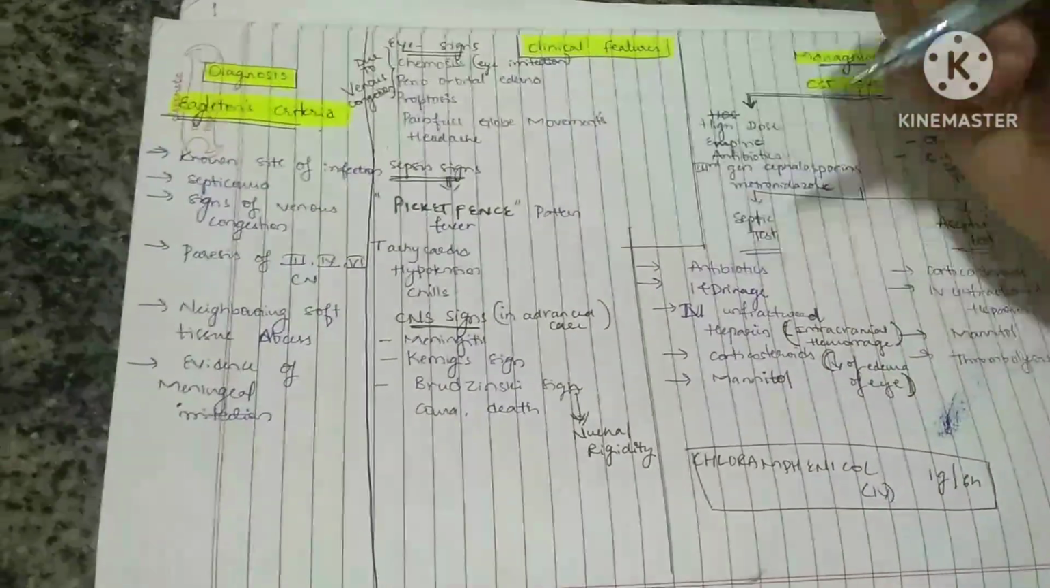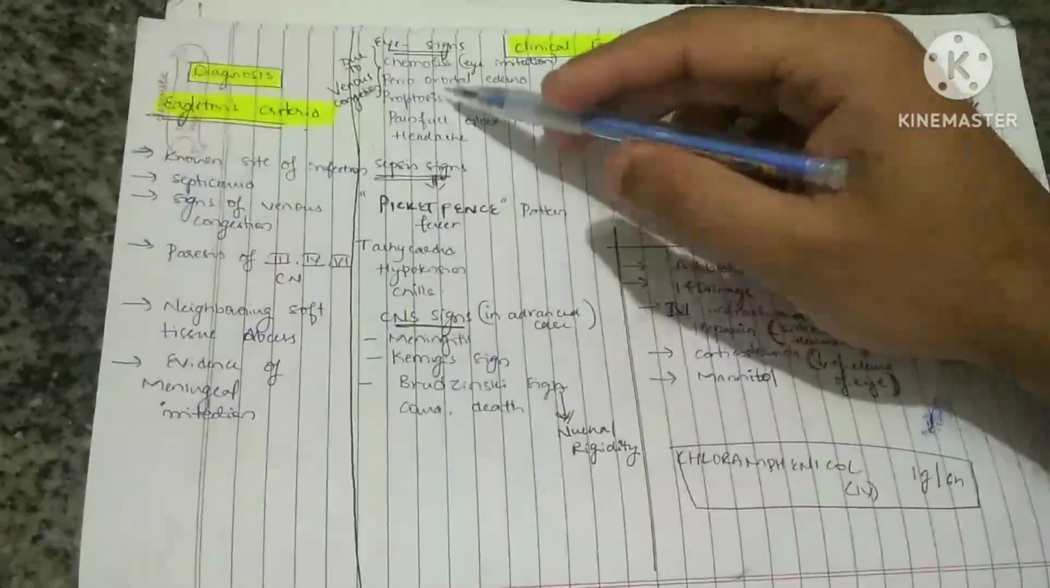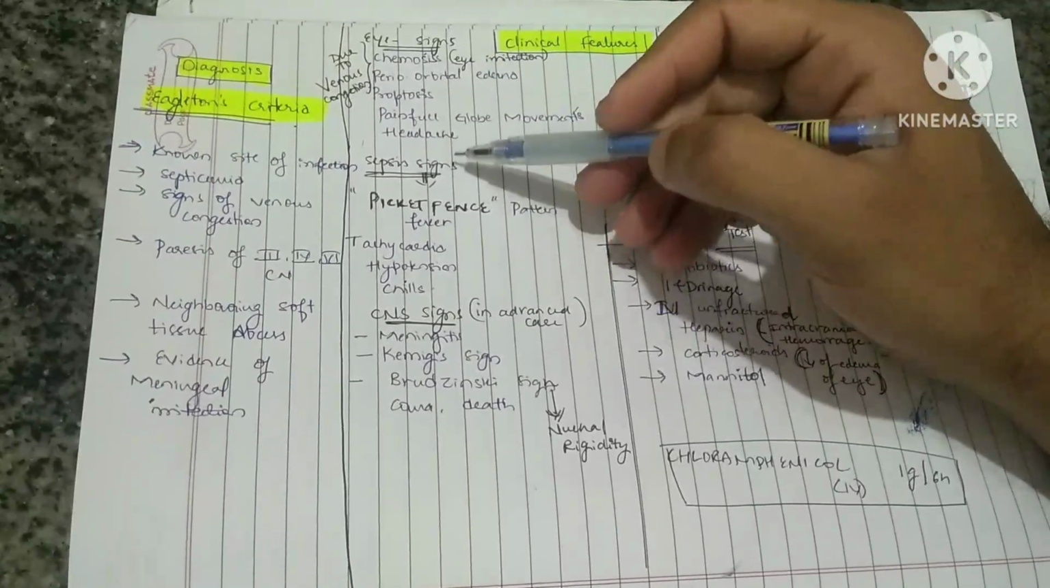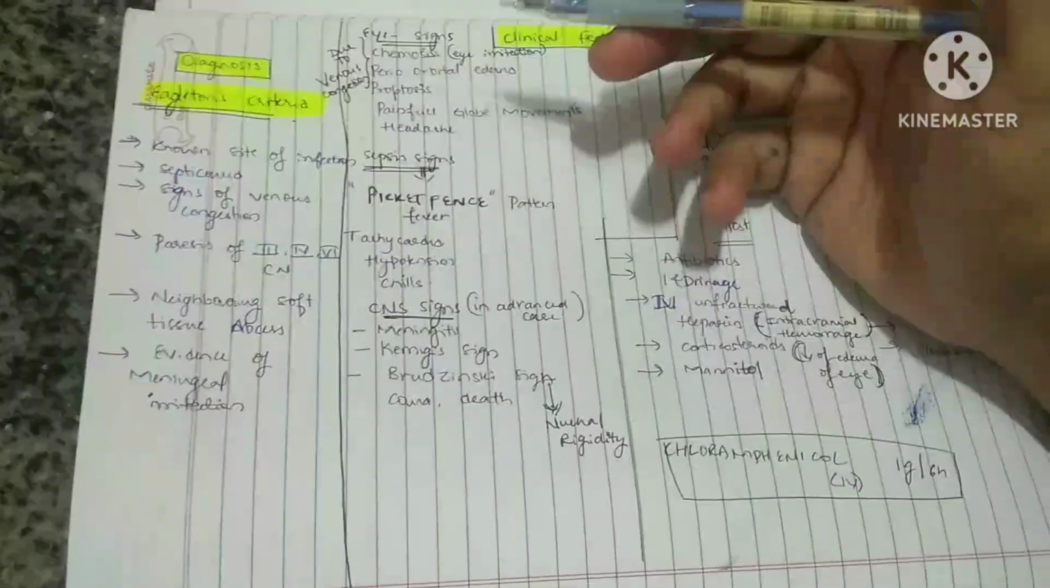So headache will be the most important thing. This is mainly due to venous congestion. So yeah, this is all about the eye signs. And coming to the sepsis signs, sepsis is nothing but a kind of an infection.